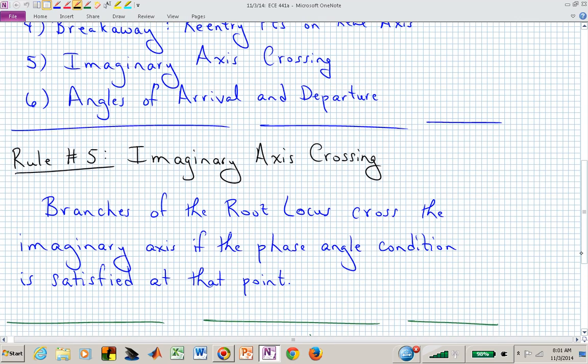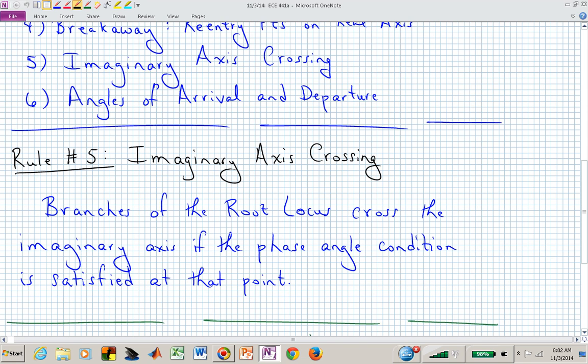Today what we want to do is talk about or begin using rule number 5. And rule number 5 talks about where these branches, the point where they might cross over the imaginary axis. So we may see these asymptotes telling us that, oh, we've got something going off at 60 degrees and something going off at 300 degrees. Our branches are approaching those asymptotes. Somebody might ask us, where exactly did that branch cross the imaginary axis?